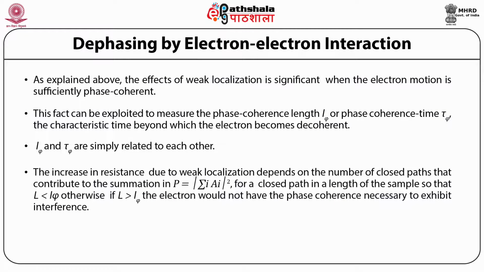The increase in resistance due to weak localization depends on the number of closed paths that contribute to the summation in P, that is equal to the summation over i of A_i, modulus the whole square, for a closed path in a sample of length L, so that L is less than small l phi. Otherwise, if capital L is greater than l phi, the electron would not have the phase coherence necessary to exhibit the interference.